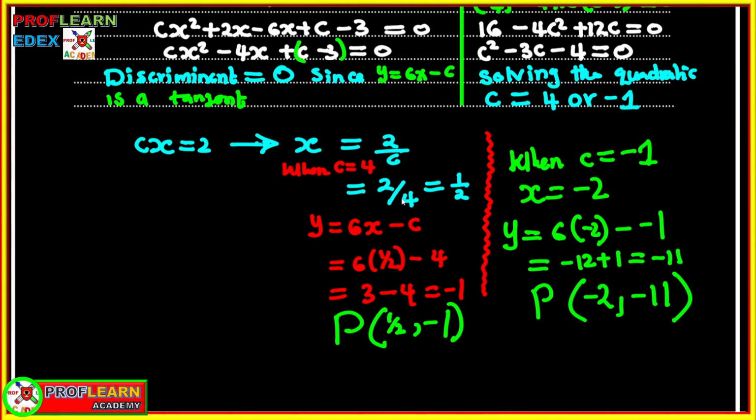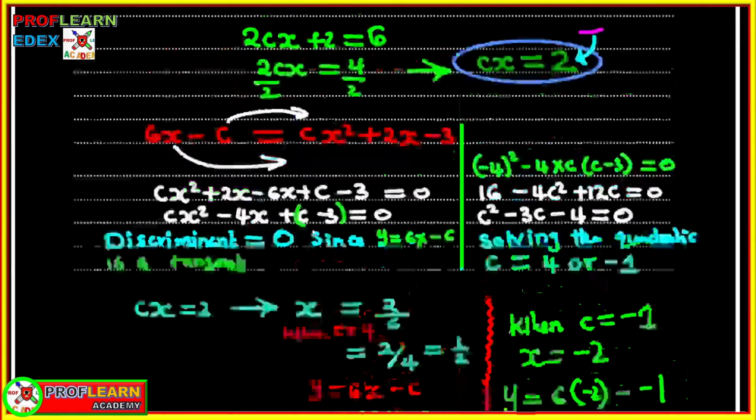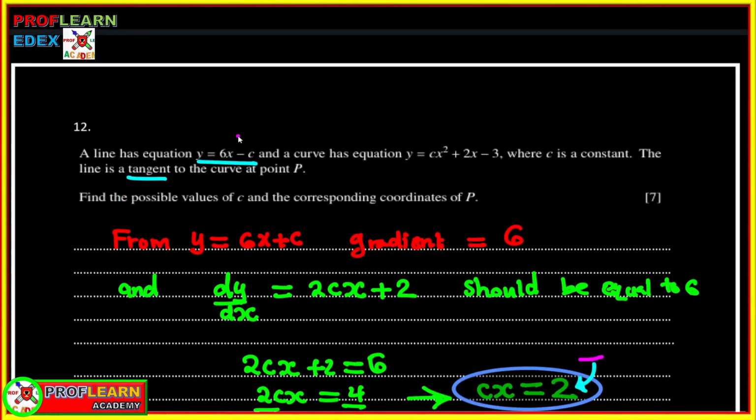When c is 4, my value of x is going to be half. Then from the value of x, I can get the value of y. So I'll go back to the original equation here. Since I have x and I have the value of c, I can find the value of y.